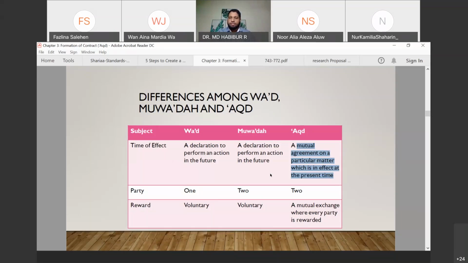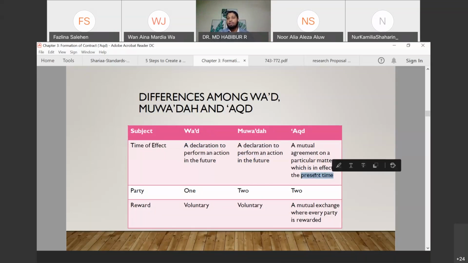So we have seen some differences. First, wa'ad and muawada are just declarations. Wa'ad is from one party only, muawada is from two parties, and akad is from two parties. However, muawada is a mutual declaration, but akad is a mutual agreement. All right. Mutual declaration or single declaration, it will be in the future. But akad is in the present time.